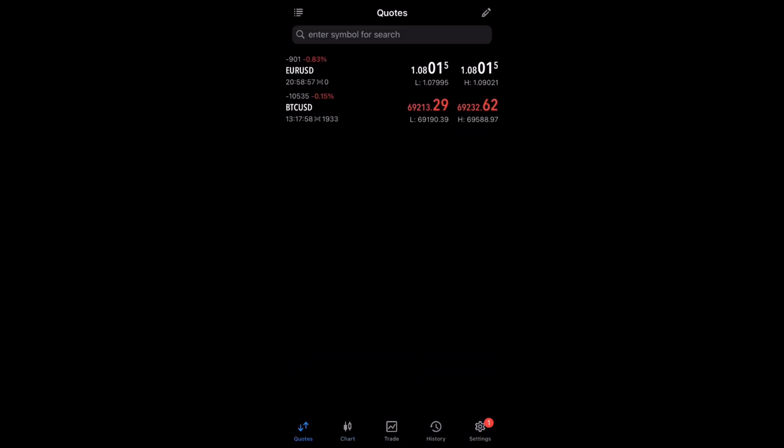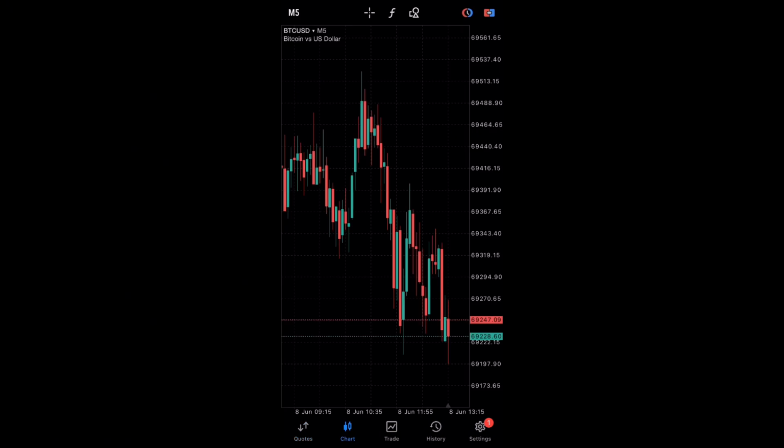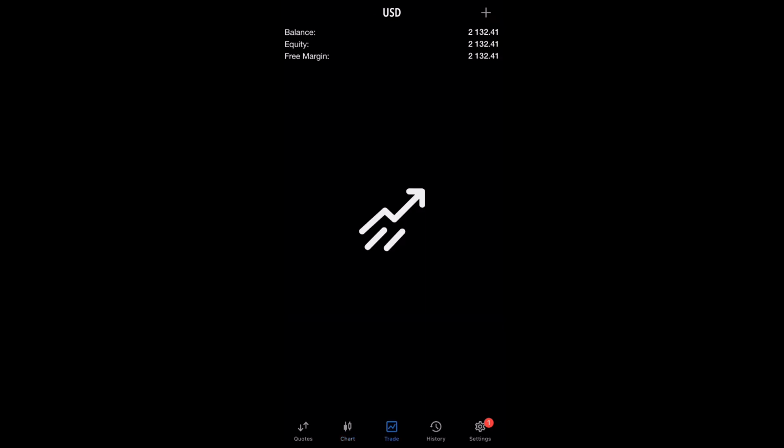First of all, you select either the asset, the currency pair, or the crypto you want to trade. I'll be using BTC as an example, so I select BTC. Let's say you want to buy BTC. You are going for a long. What you do, you move to trade. You click the plus on the upper right corner.